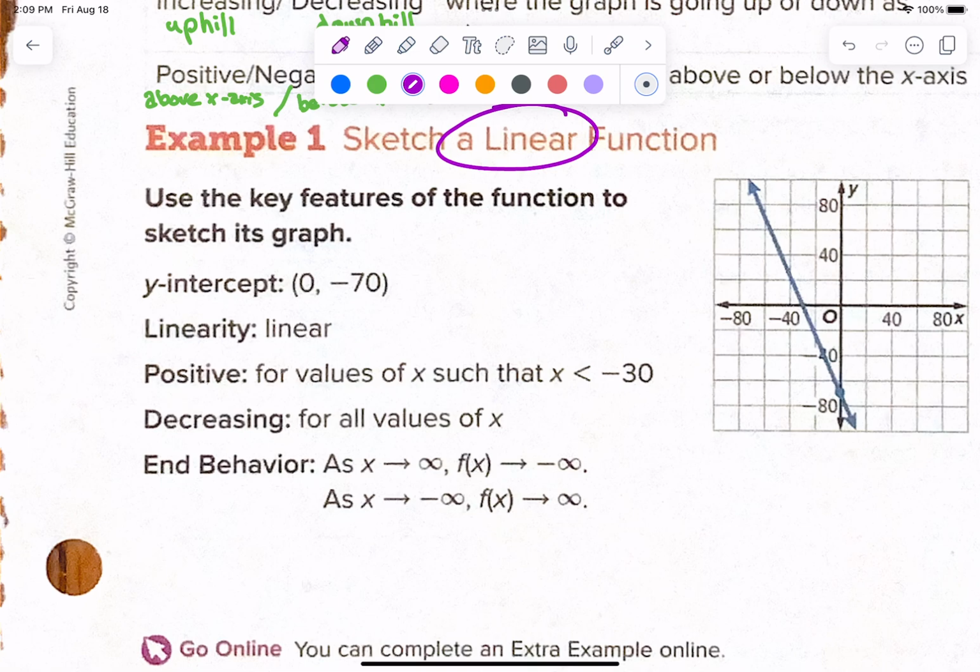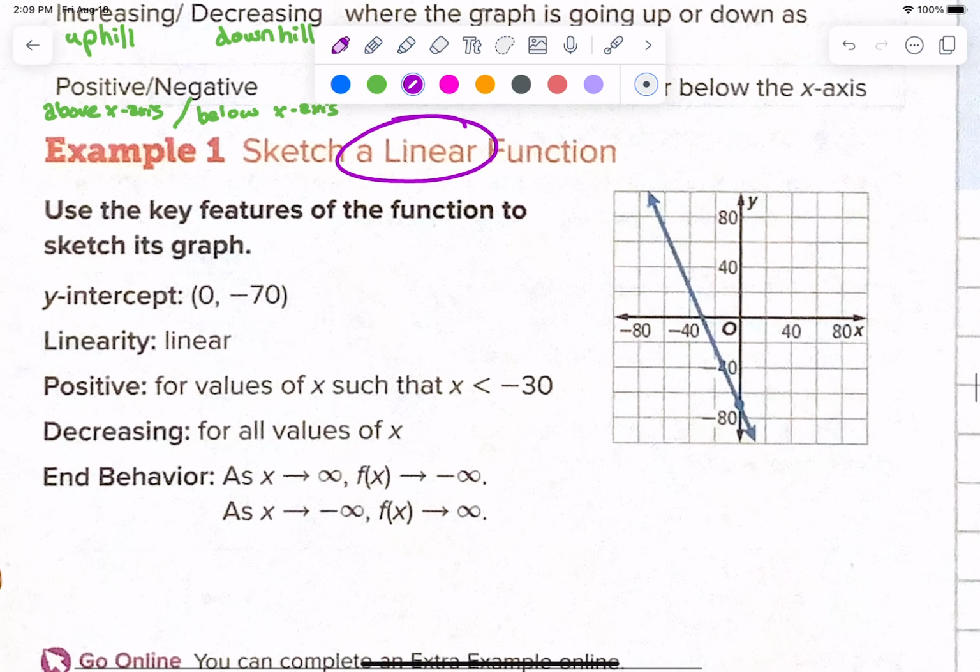They went ahead and graphed this one for us. So the first piece of information it tells me is that the y-intercept is negative 70. The y-axis right here, this is my y-intercept. So that is this piece of information, negative 70. I put a dot there, right? Then we know it's linear. It tells us that. So I know that it's going to be a line that's going to branch off from that dot somehow, some way, right?